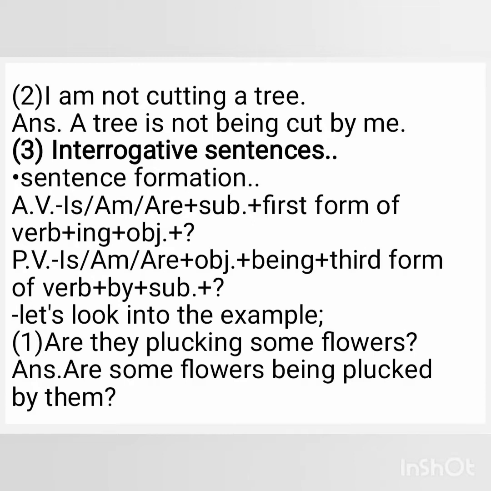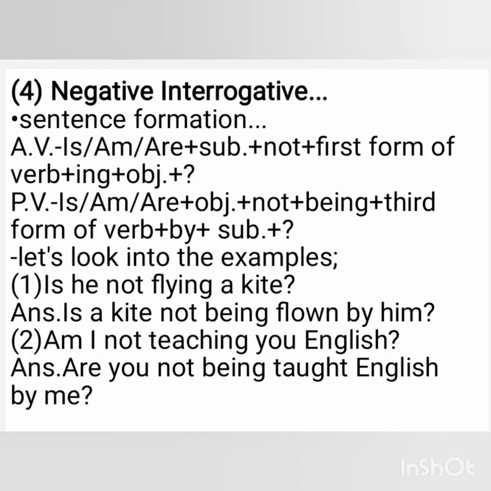Now let's move on. Now let's see the negative interrogative. Let me tell you the sentence formations. In the active voice, it will be is, am, are plus subject plus not plus first form of verb plus ing plus object plus question mark. And in the passive voice, it will be is, am, are plus object plus not plus being plus third form of verb plus by plus subject plus question mark.